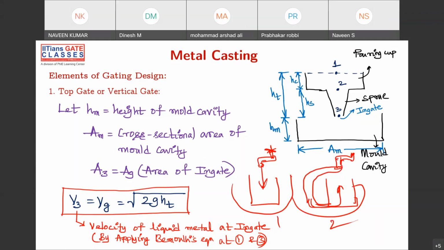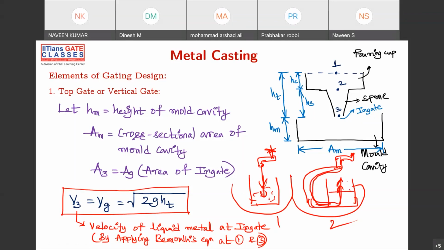Which will have so much mixing happening? Which will have more turbulence, 1 or 2? Obviously 1. Because it is falling here, so much turbulence is there. But here it is coming in and slowly going up. There is no turbulence.